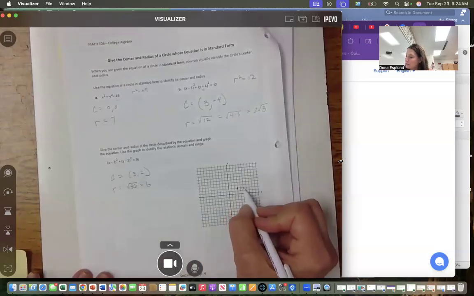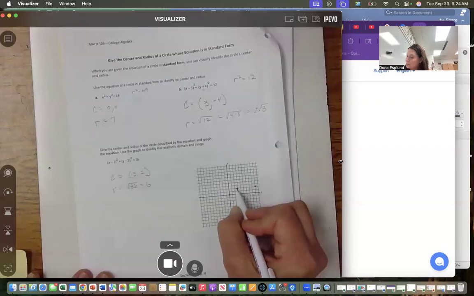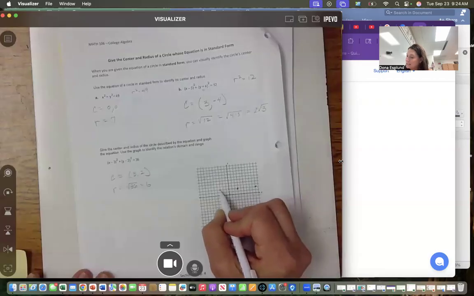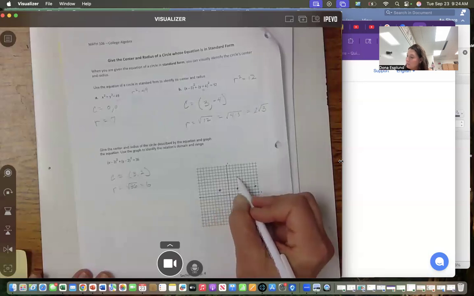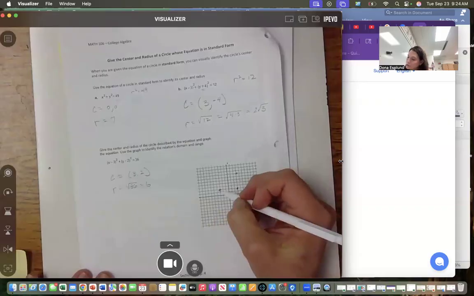So 1, 2, 3, 4, 5, 6. I'm going to go out 6: 1, 2, 3, 4, 5, 6. And then I'm going to go up 1, 2, 3, 4, 5, 6, and down 1, 2, 3, 4, 5, 6. Well, and then just try and get as close as you can.